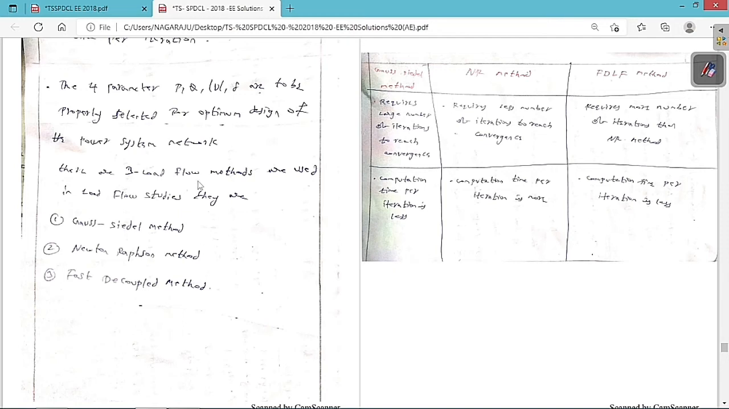There are basically three load flow methods which are used for the analysis of load flow studies. They are the Gauss-Seidel method, the Newton-Raphson method, and the fast decoupled method. And as already told, there are four parameters, P, Q, mod of E, and delta, which are to be selected properly for the optimum design of the power system network.